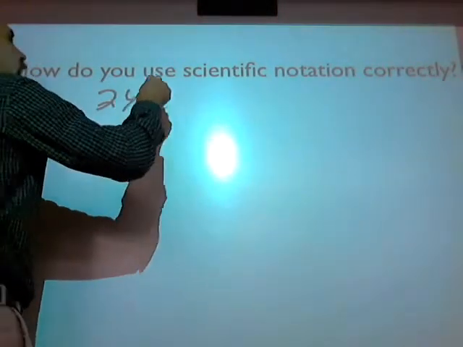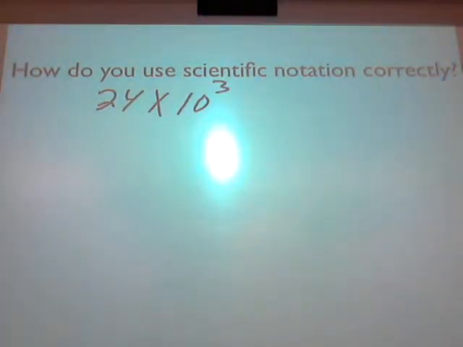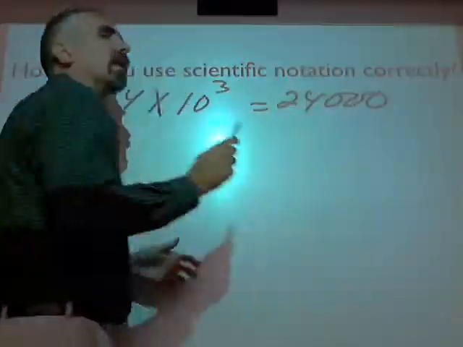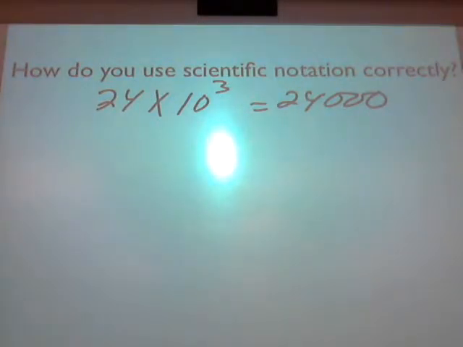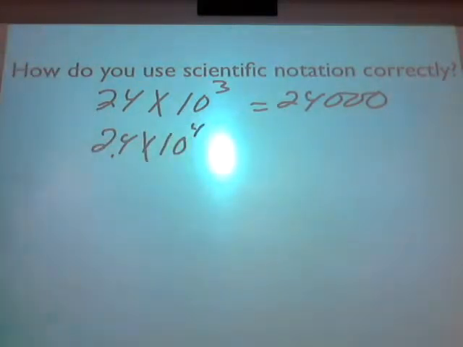24 times 10. That's more of what I expected for the wrong answer, and it's still wrong. It's not technically wrong, I mean, that does equal this, but it's not technically in scientific notation. What do you think? 2.4 times 10 to the 4th? Absolutely. So it took a little while to get that down, and I'm glad I got all those mistakes.